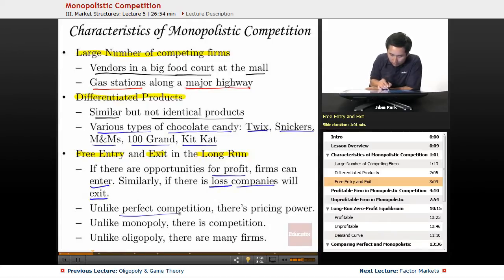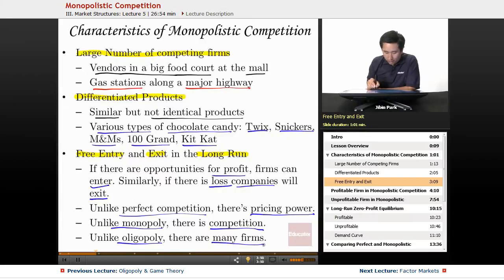So unlike perfect competition, there's pricing power. If you're monopolistically competitive, you can actually control some price. And unlike a monopoly, there is competition. You're not the only one. So even though you have pricing control, you're subject to competition, unlike in a monopoly. And unlike an oligopoly, there are many firms. So once again, the monopolistically competitive market is going to be similar to certain aspects of monopoly, but different in a lot of regards. Similar to some aspects of oligopoly and perfect competition, but different in other regards.